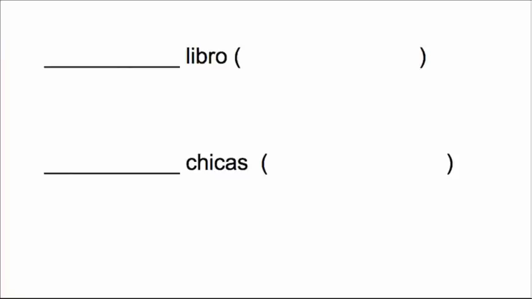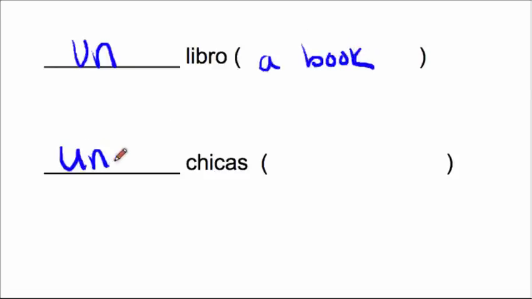Okay, let's try this example with the indefinite articles. Jot down the indefinite article from this slide that fits for these two words and what it means in English. You can pause this video if you'd like while you do this. If you're ready for the answer, the first one is un libro, a book, and unas chicas, some girls.